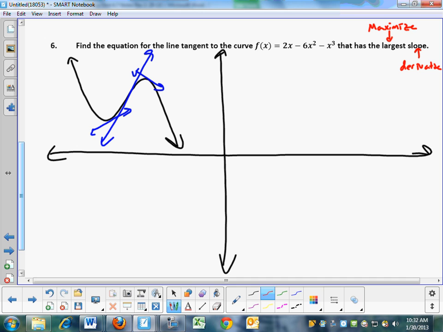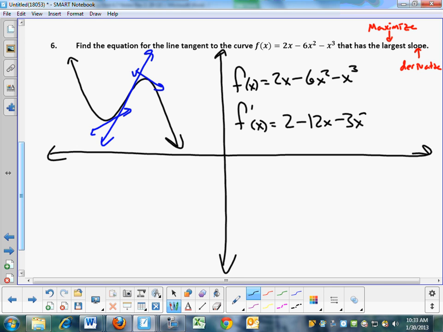Do we need an equation? We have our equation. F of x equals 2x minus 6x squared minus x to the third. Are we trying to maximize that? No, we're trying to maximize the derivative. So the equation we need to use is our derivative. What is the derivative of that? Excellent. That is what I need to use.